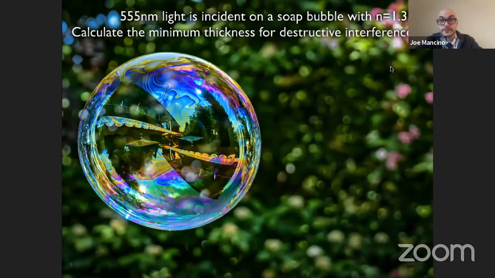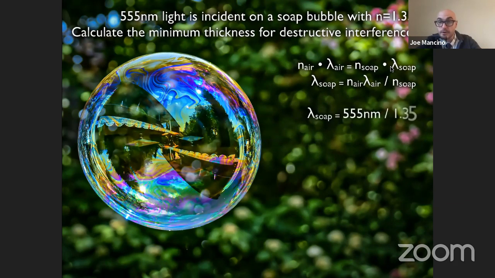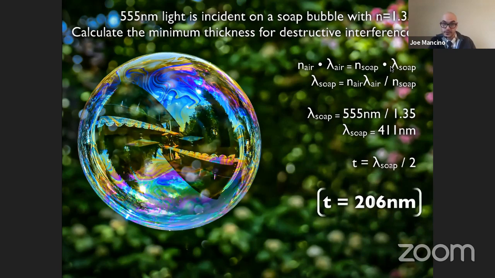So here's a quick question for you. 555 nanometer light, that's our green light again, is shining on a soap bubble with an index of refraction of 1.35. Can you calculate the minimum thickness needed for destructive interference? And I know your temptation is going to be to divide 555 by 2 and say, yeah, the minimum thickness is half the wavelength, but you also need to recall that the wavelength in the film is different from the wavelength in air. The first part of your job is to calculate the wavelength of light inside that soap. So it's 555 nanometers divided by the index of refraction for the soap. So the wavelength of light in the soap is only 411 nanometers. So the minimum thickness of the soap bubble to destructively interfere with green light is 206 nanometers.